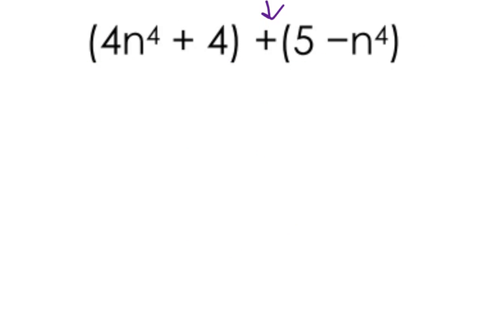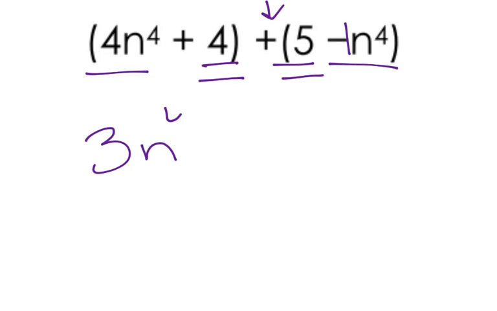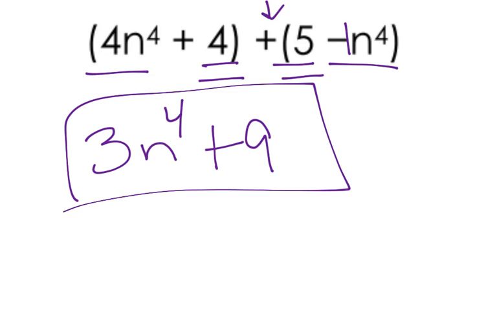It's adding, so parentheses do nothing. 4n to the fourth and minus n to the fourth, 4 and 5 will combine. 4 minus, that's like a 1, gives you 3n to the fourth. 4 plus 5 is plus 9. That's it.